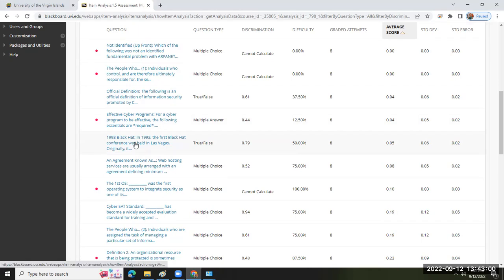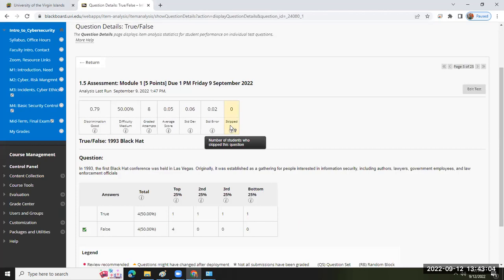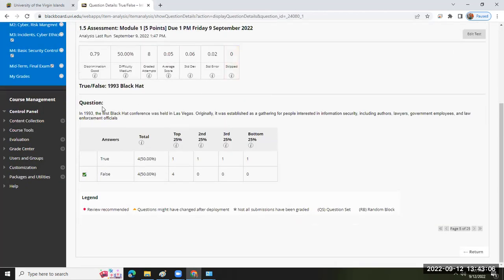We were talking about Black Hat, and we talked about in 1993, the first Black Hat conference. It is false. I think DEF CON was the one that was held in Las Vegas, and it was a gathering of people interested in information security, including the good guys, the authors, the lawyers, the government employees, the law enforcement officials.